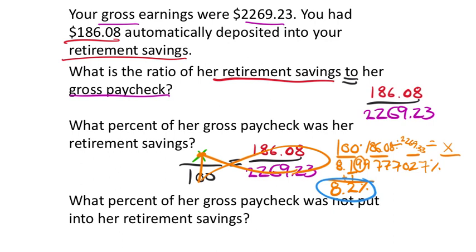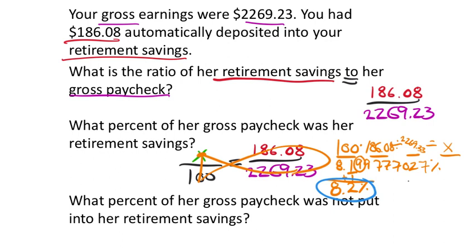Okay, so there's some kind of automatic deposit that goes into the retirement savings. It's about 8.2%. All right, then it says, what percent of the gross paycheck was not put into the retirement savings? Okay, yeah, that's it, yep.